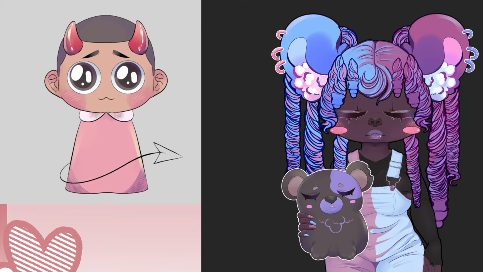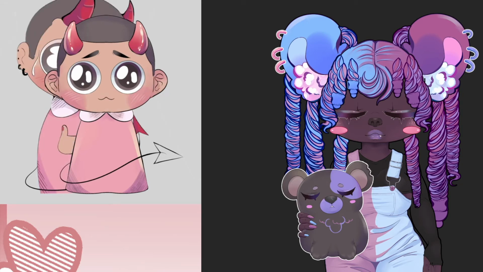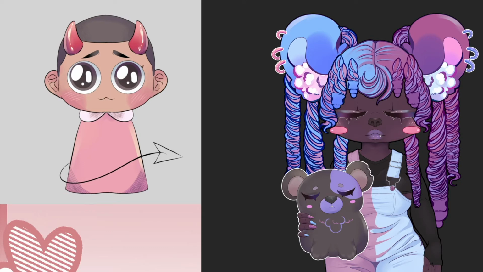But that's just a me problem. But I loved Cotton. The only big problem I had with Cotton is that Cotton is very detailed. I put a lot of detail into her, and I knew I was not going to want to draw her again. So I was like, we're not doing that.